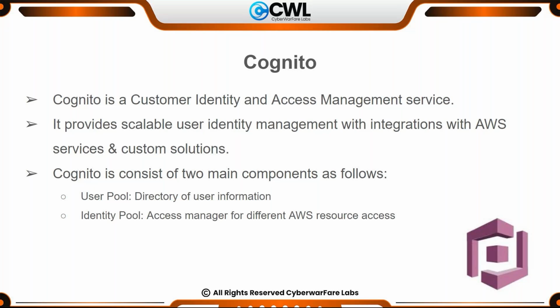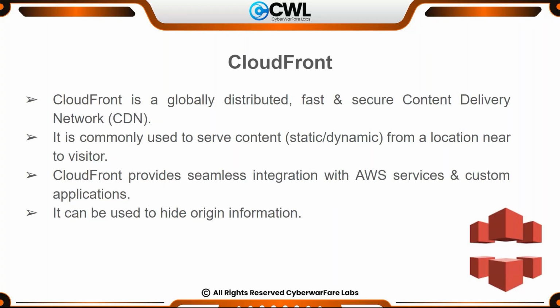Next service we have is CloudFront. Amazon CloudFront is a content delivery network service provided by AWS only. It accelerates the delivery of web content to users around the world by caching content at edge locations closer to the user's location. It provides seamless integration with AWS services and custom applications. It can also be used to hide origin information.